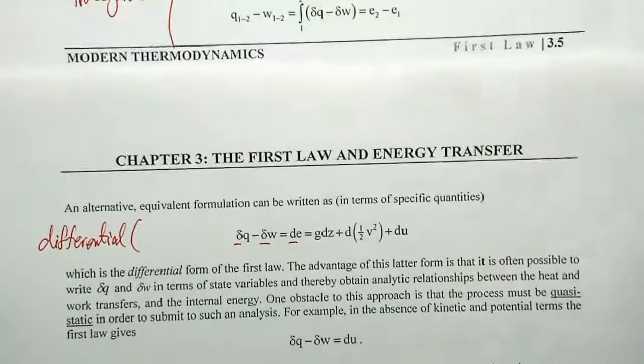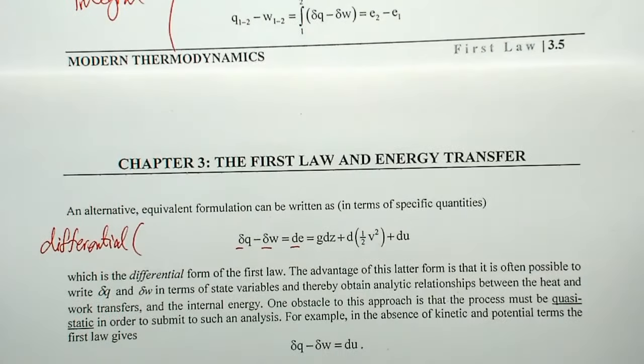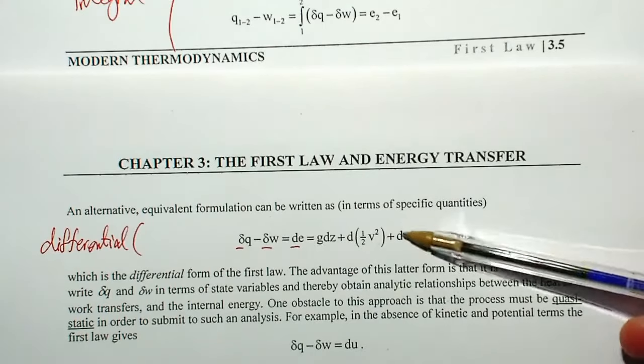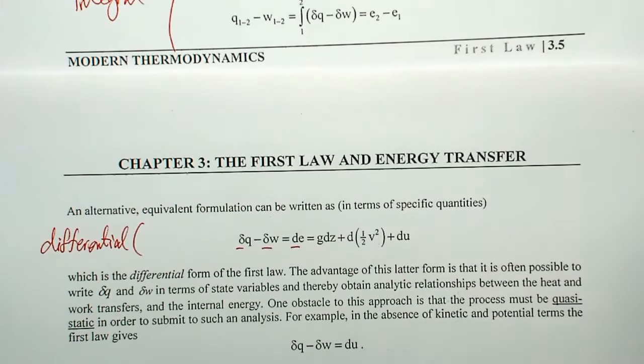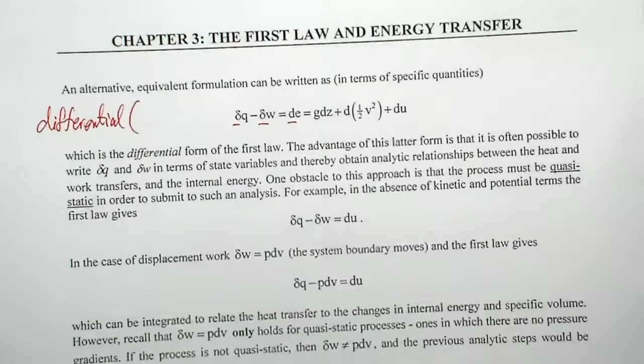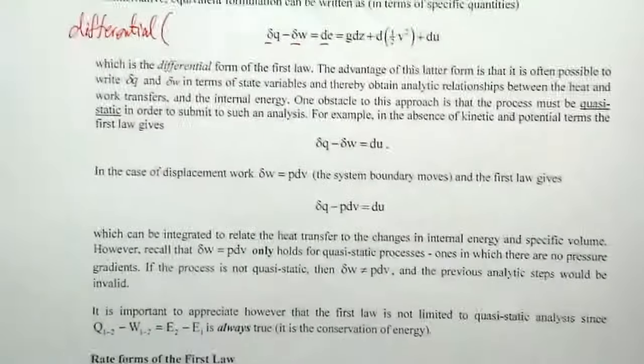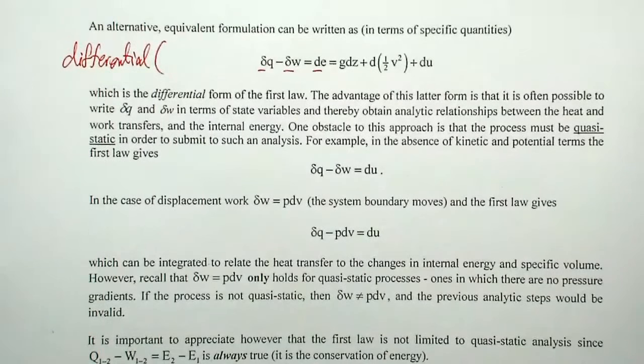And of course, in the absence of kinetic and potential energy, this differential form is simplified to just delta Q minus delta W equals dU. Why is it important to think about these equations and the differential form? It's because it allows you to start including some other equations that we've seen before. For example, this equation.